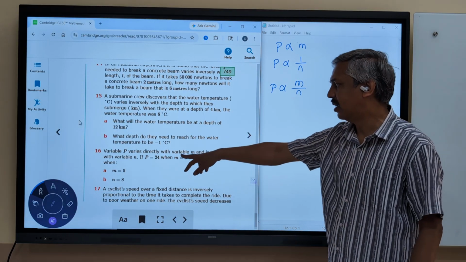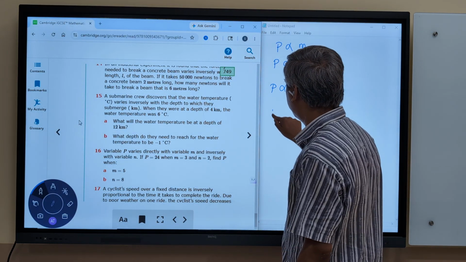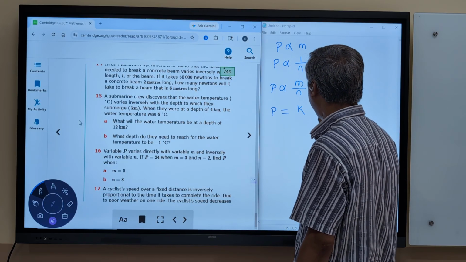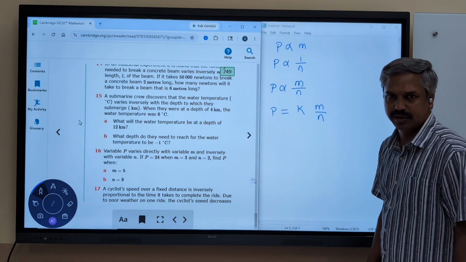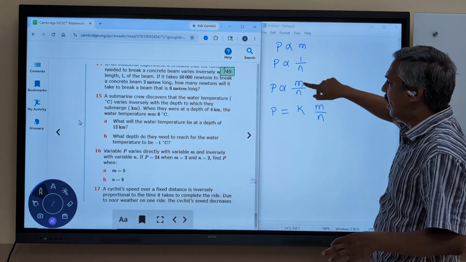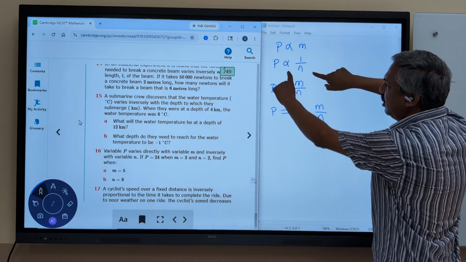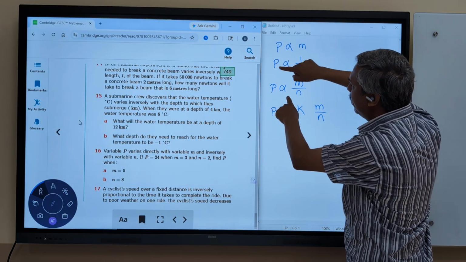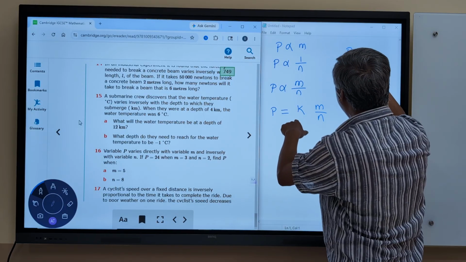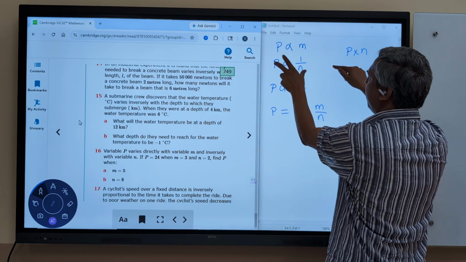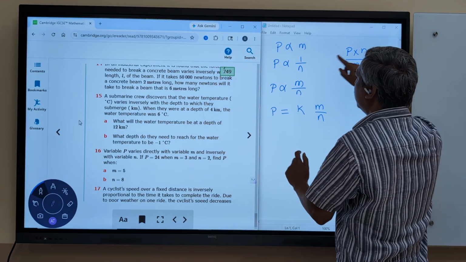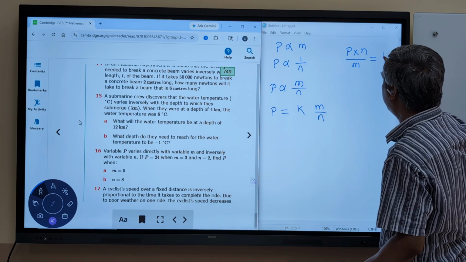So we say that when p is equal to 24, we write p is equal to the constant into m upon n. Or you can say that, with the logic of directly proportional and inversely proportional: these two things are inversely proportional, their product is constant. These two are directly proportional, ratio is constant. So we'll put that together and we'll say p into n, because they were inversely proportional, the product. And this is in ratio, so divided by m because that is directly proportional, is equal to constant.